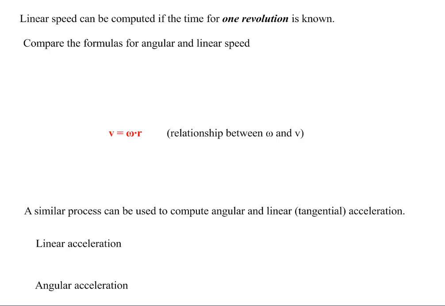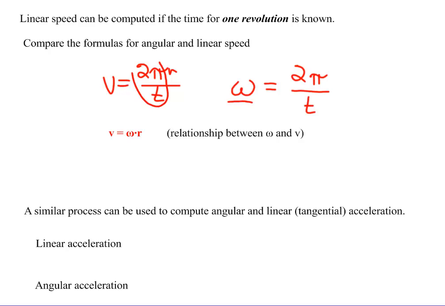We can compute linear speed if we know the circumference of the circle, and if we know the time it takes to go around the circle one time. And if we compare angular and linear speeds, we will get the equation shown. We have velocity equals 2 pi r over t, and omega equals 2 pi over t. So if we substitute omega for 2 pi over t, we get velocity, linear or tangential velocity, equaling angular velocity times the radius. So that allows us now to relate velocities, linear with angular.